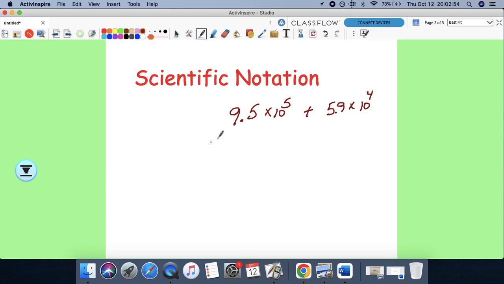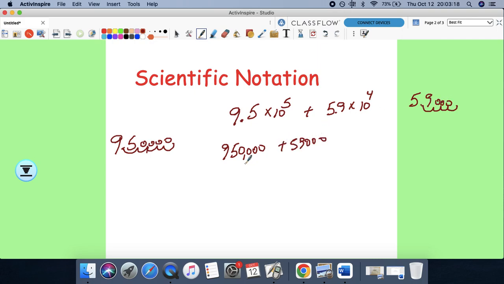So 9.5 times 10 to the 5th, move it 1, 2, 3, 4, 5. That is 950,000. 5.9 times 10 to the 4th, we move 1, 2, 3, 4. That is 59,000. So if you add these two, we get 1,009,000.